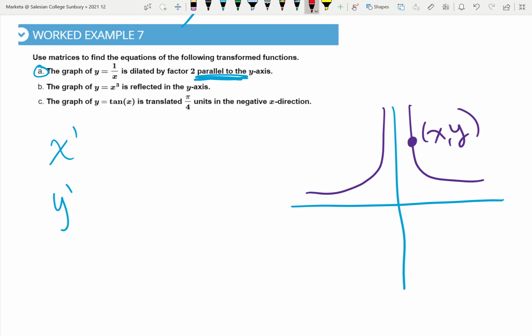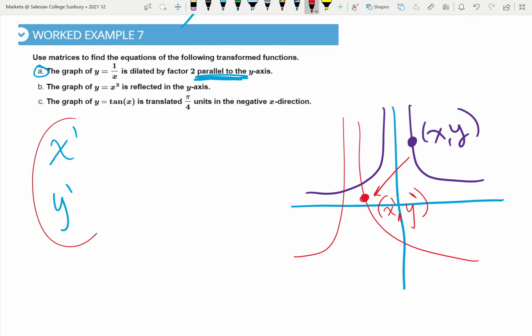So let's pretend that we transform it over to here, which is not a dilation factor 2 parallel to the y-axis, but just to illustrate the point more. So that means that the xy point moves. And where that xy point moves to, well, we're calling that x image, y image. So image is the name of the transformed point there.